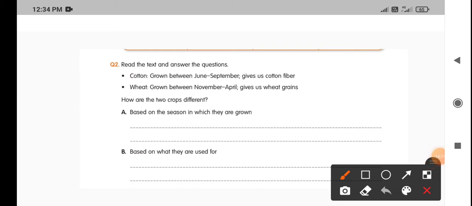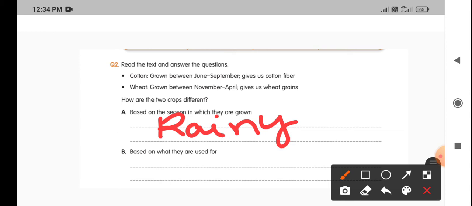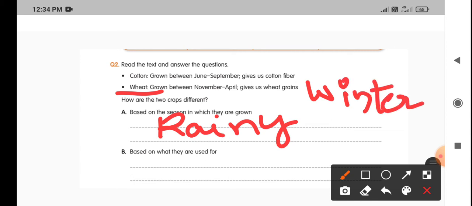You can give the difference as: cotton plants can grow in the rainy season, so they are called rainy season crops. And the other one, wheat, these plants grow in winter season. So the difference between both of them is only the season. Rainy crops grow in the rainy season, winter crops grow in the winter season. Based on what they are used for, they are used as food, as cash crops, and also as horticultural crops.